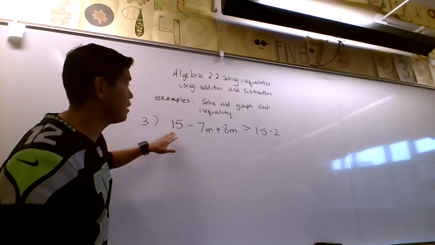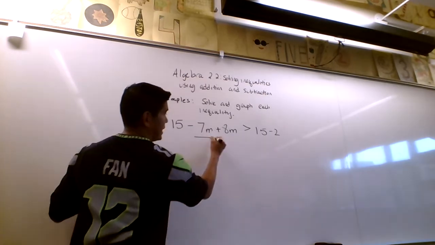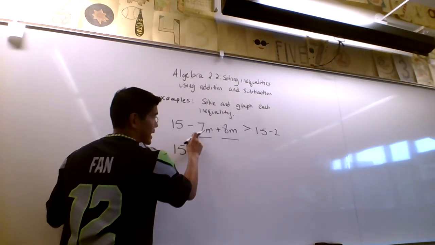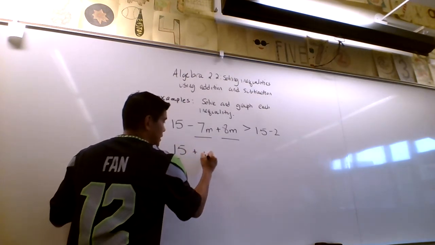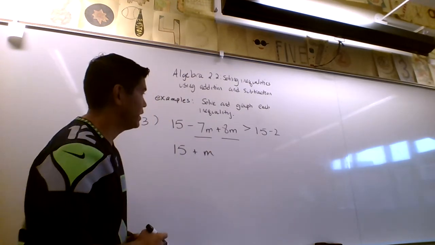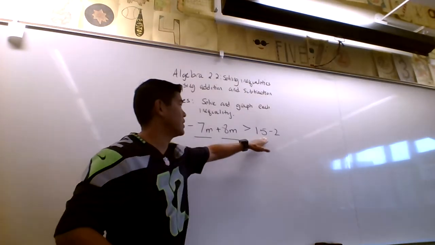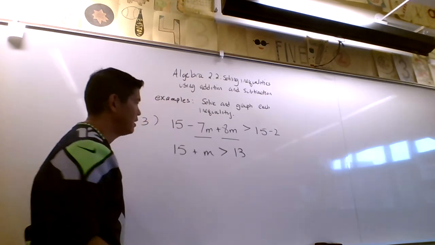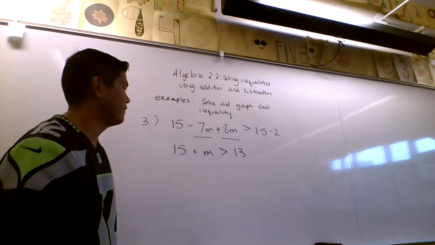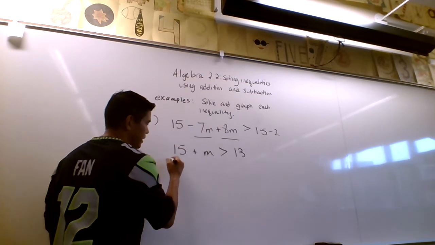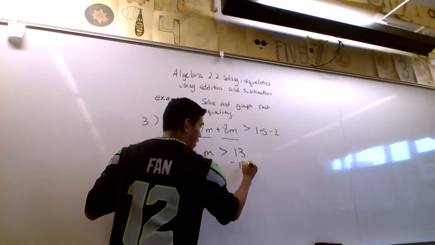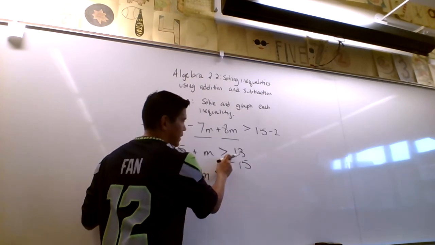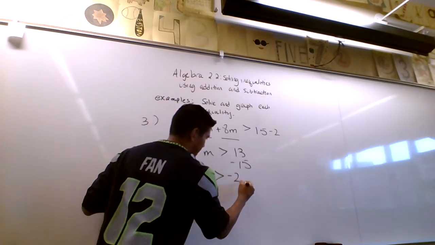What I notice here on the left side of the inequality is we have some like terms, negative 7m and positive 8m. So we can combine those like terms. Negative 7m plus 8m is 1m, or just m. I could write it either way. And then on the right side, we have some like terms as well. 15 minus 2 is 13. And then we can just use inverse operations to isolate the variable. What's being done here to m is you're adding 15, so the inverse or opposite operation is subtracting 15 from each side. m is greater than, and then on the right side, 13 minus 15 is negative 2.